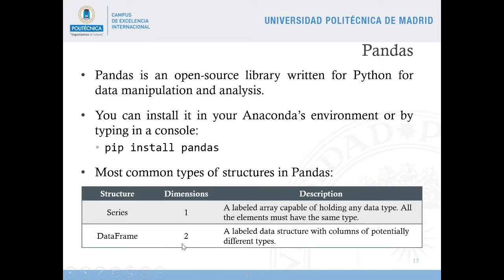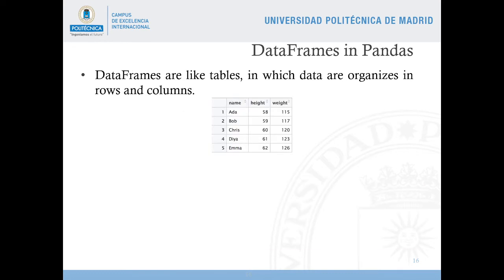Anyway, the most common structure with which we are going to work are data frames. Data frames are also labeled data structures, but in this case, they have 2 dimensions. They are like tables, mainly. And here the columns are usually of different types. It's very common to have one column of one type, another column of another type, and so on. Data frames are like tables in which data are organized in rows and columns.